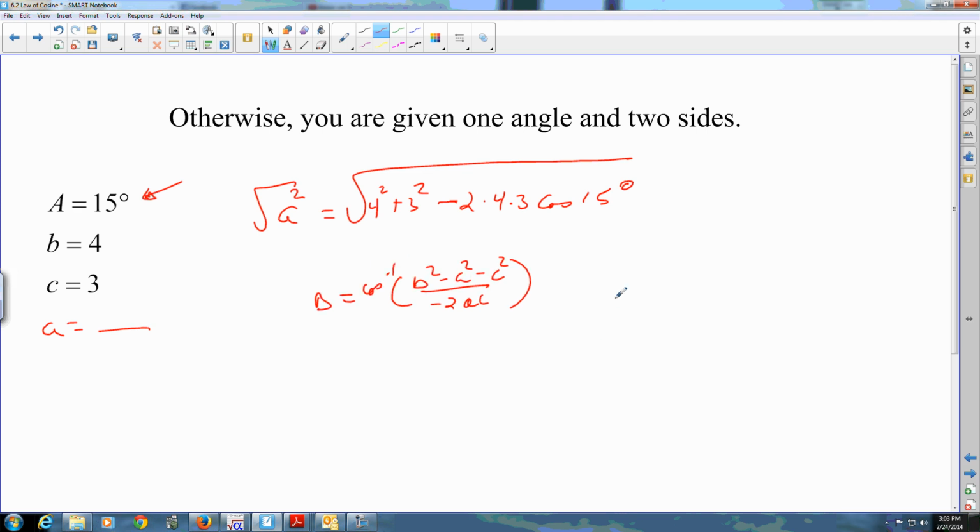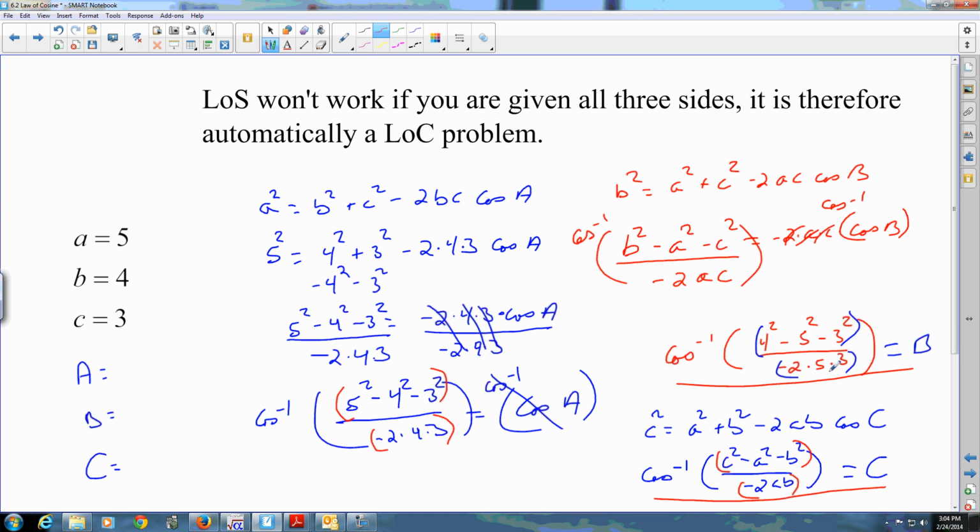Where did I get it? I got it from b squared is equal to a squared plus c squared minus 2ac cosine b. And all I did was solve for b, just like I did on this previous page. There it is right there. This equals b.